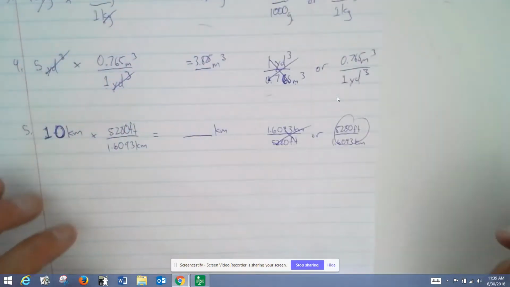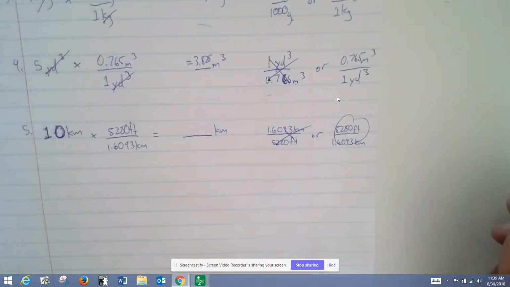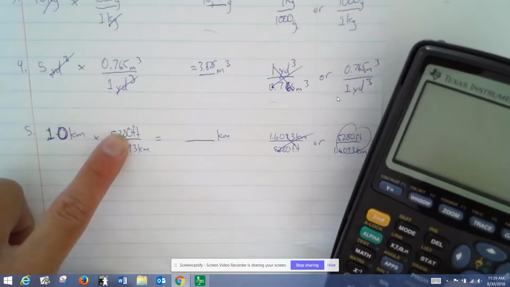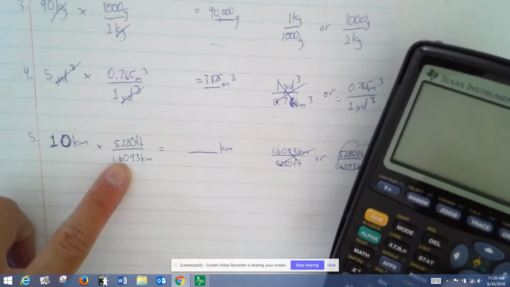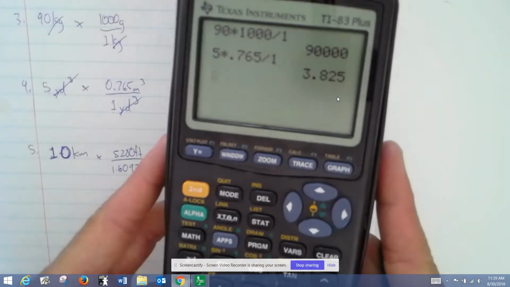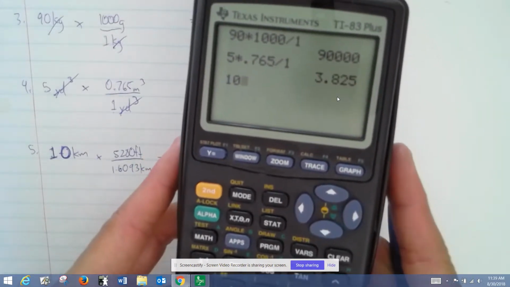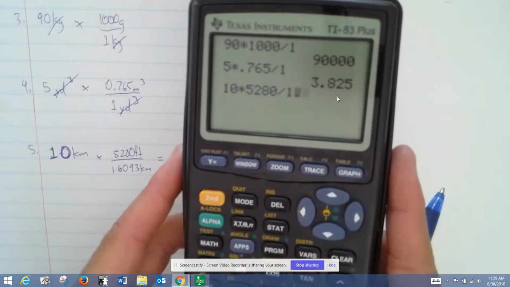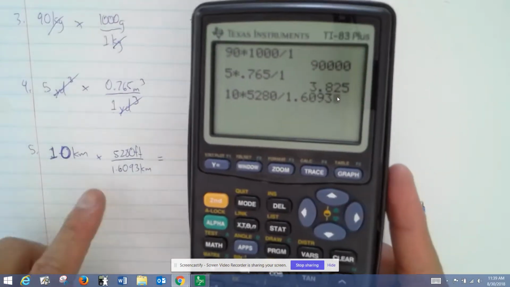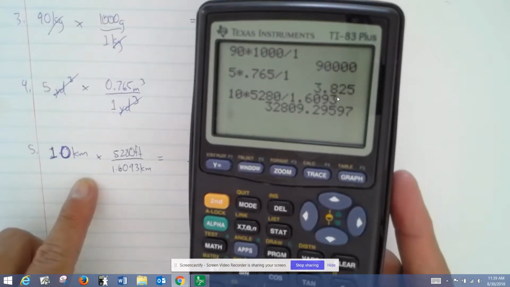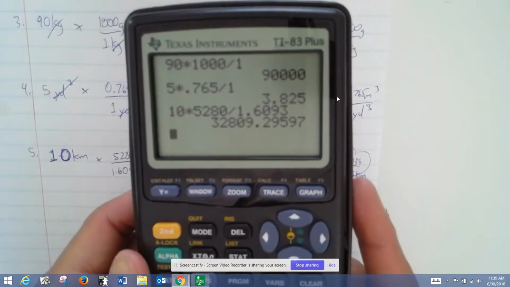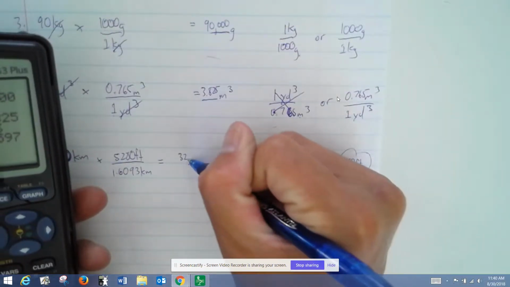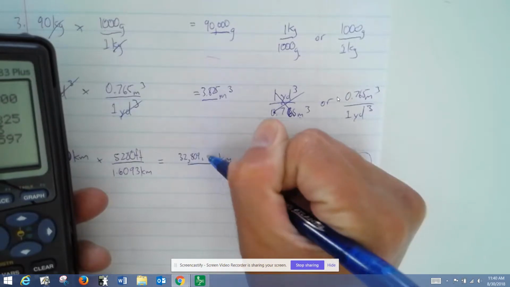Now, when you do this, just remember you multiply every number on the top and you divide by every single number on the bottom, which is only one number for now. So this is what we're going to do: 10 times 5,280 divided by 1.6093. Let's press enter. Your answer is 32,809.3. I'm just going to round. That's your answer for this.